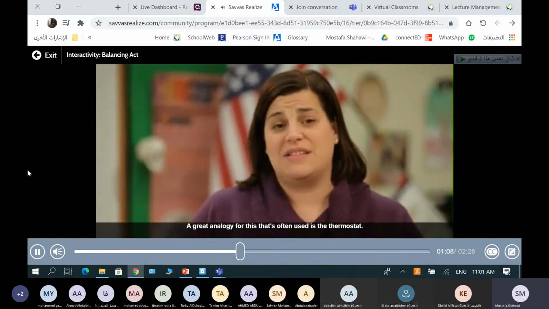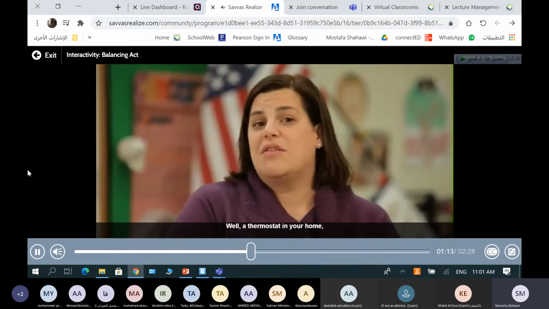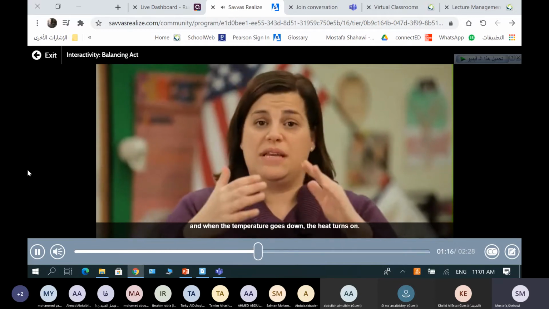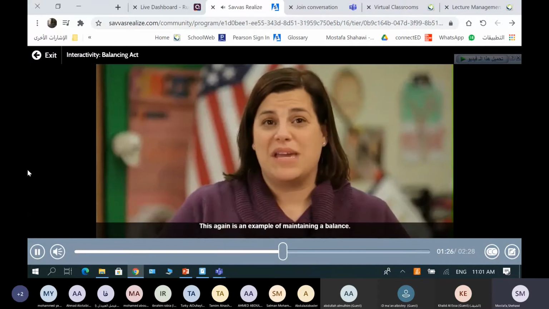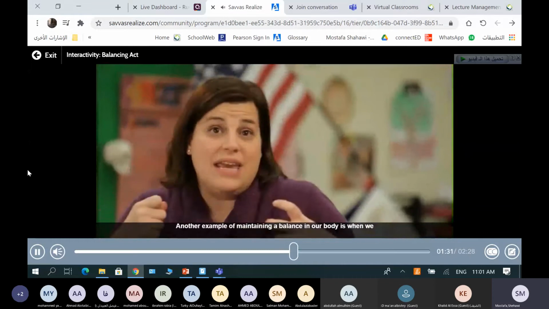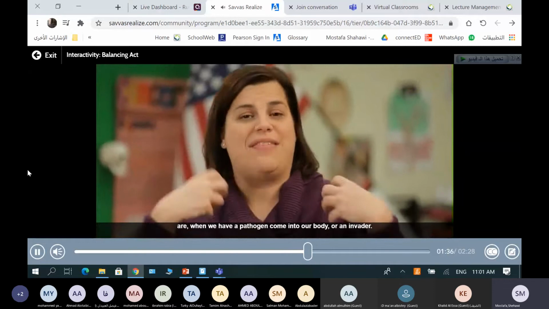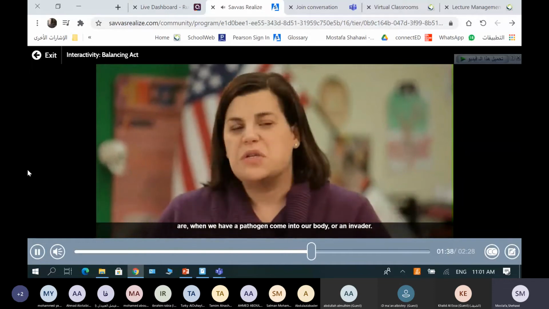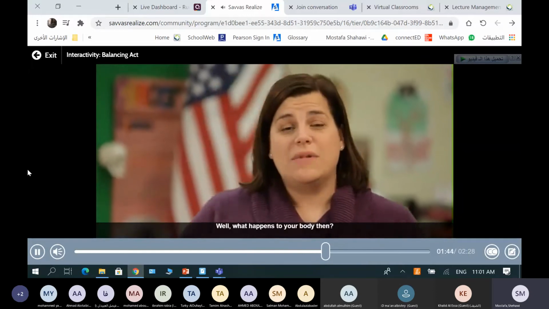So our bodies are trying to maintain this internal environment. A great analogy that's often used is the thermostat. In your home, you set it for a certain temperature, and when the temperature goes down, the heat turns on. When the temperature goes too high, the heater shuts off. This, again, is an example of maintaining a balance. Another example in our body is when a pathogen, an invader, comes into our body. Someone sneezes on you and you inhale a pathogen. Well, what happens to your body then?